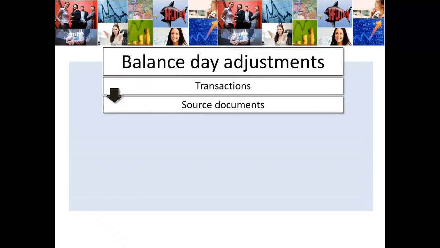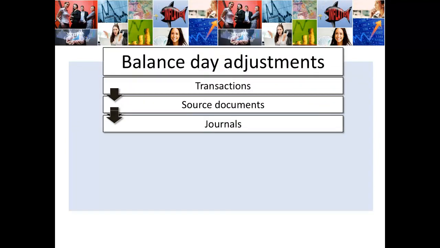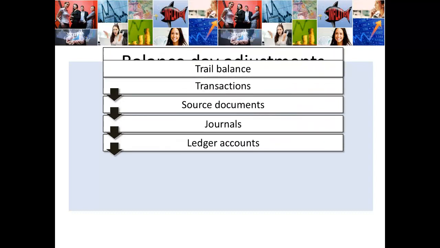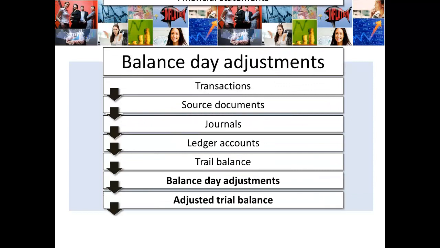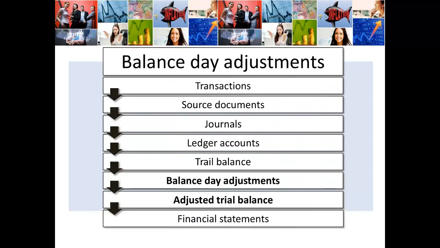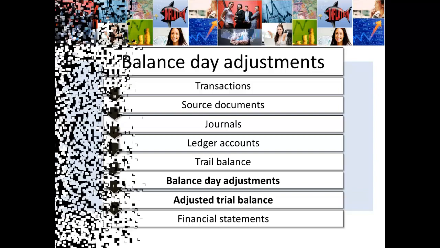Now here is the order in which balance day adjustments come into play. So we've got transactions and we put them into our source documents. Source documents, which are our journals and ledger accounts, and then we make our trial balance. Now come our balance day adjustments. We do these, our depreciation and our bad and doubtful debts, which will lead to an adjusted trial balance, and then finally our financial statements, our income statement and balance sheet.